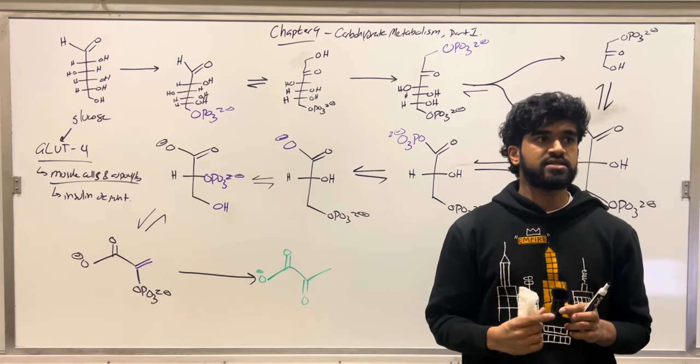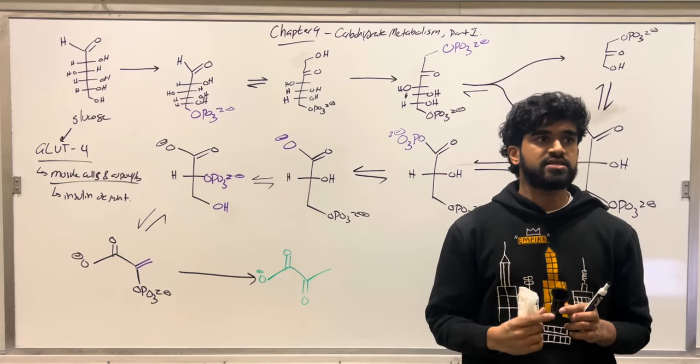Step five. And step five is like a quasi-step. It's not really a step, but it is. Triosephosphate isomerase turns DHAP into another molecule of GAP.